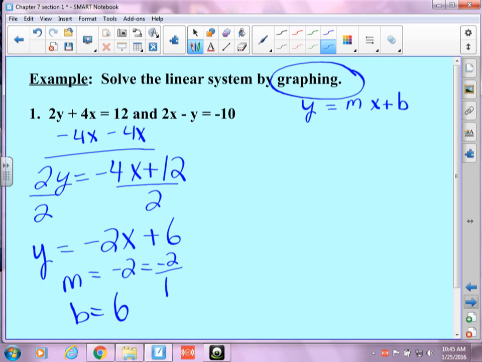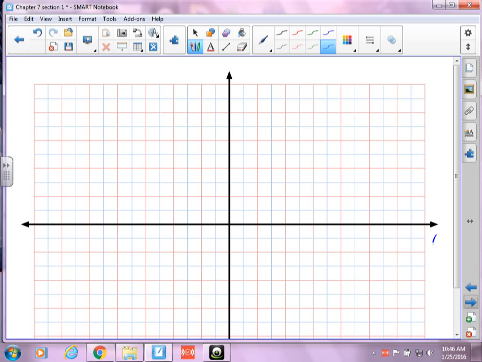Okay, so I'm going to take this and I'm going to graph it. Now when you graph these, you have to use graph paper, and you're going to see why, okay? So I've got negative 2 for my slope, and I got 6 for my y-intercept. So which one do I graph first? My y-intercept. So I go 2, 4, 6, right? And I got it right there. And if it's negative 2 for slope, how do I move it? Down to right 1. Down to right 1.